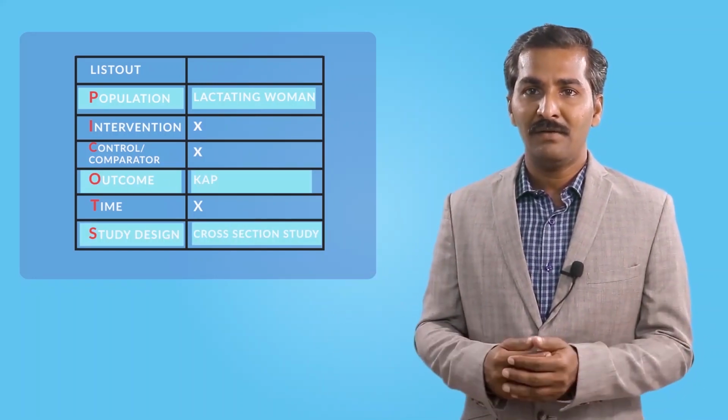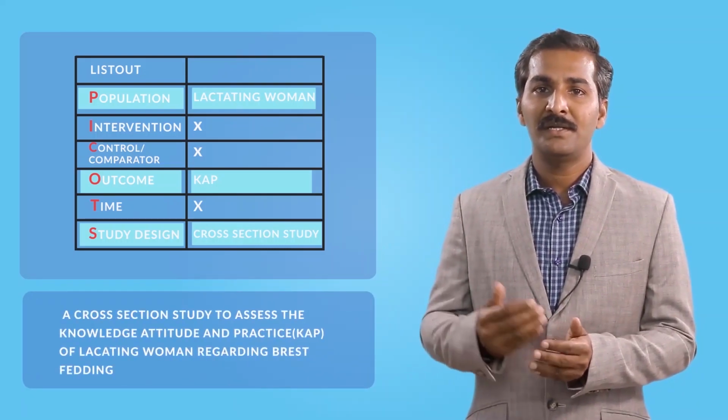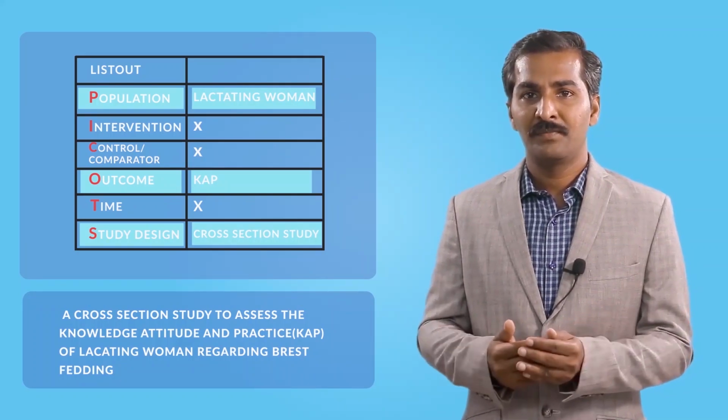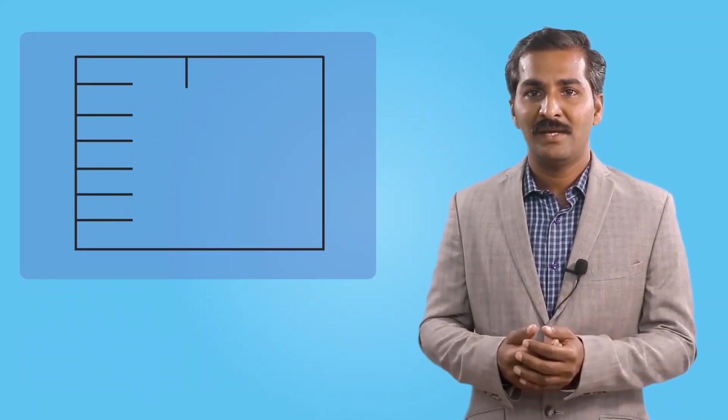So how to write a title for this particular study? A cross-sectional study to assess the knowledge, attitude and practices of lactating women about breastfeeding. That would be a simple and scientific title. Let us look at another example.